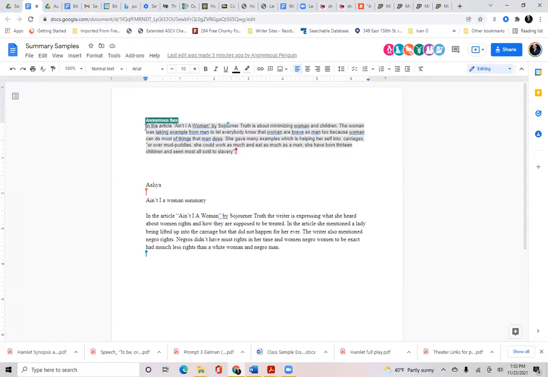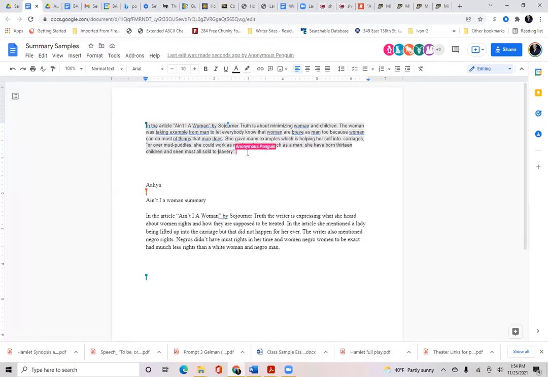Umu writes in the article, Ain't I a Woman by Sojourner Truth, that it's good. Both of you have a nice beginning. It is about minimizing women and children. The woman was taking examples from men to let everybody know that women are as brave as a man too, because women can do most of the things that men do. She gave many examples, which is helping herself into carriages or over puddles. She could work as much, eat as much as a man. She has borne 13 children and seen them sold into slavery, right?